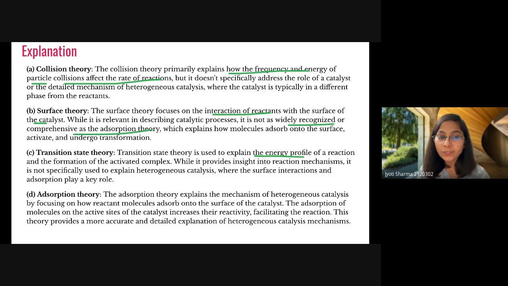Then we come to the adsorption. Adsorption theory explains the mechanism of heterogeneous catalysis by focusing on how reactant molecules adsorb onto the surface of the catalyst, and the adsorption of the molecule on the active site of the catalyst increases their reactivity that will facilitate the reaction. This theory provides a more accurate and detailed explanation of the heterogeneous catalysis mechanism, and that's why this D answer is the right one. I think this is again clear.